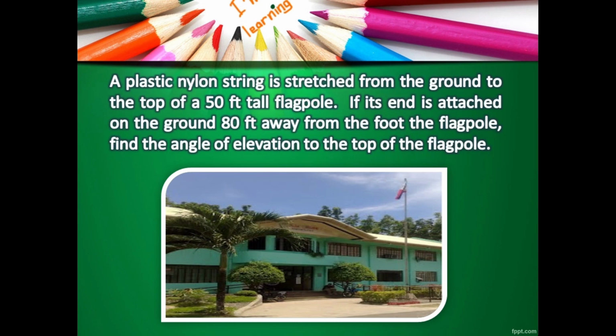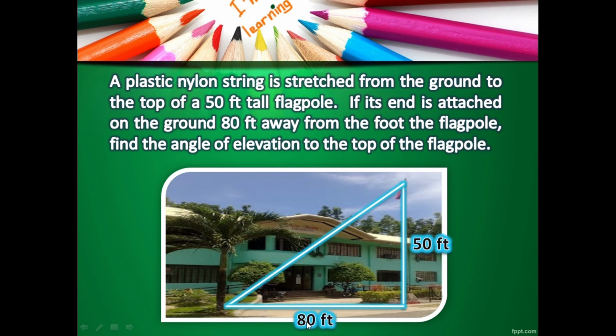Supposing that a plastic nylon string is stretched from the ground to the top of a 50 feet tall flagpole. So this is the nylon string stretched from the ground to the top of the 50 feet tall flagpole. If its end is attached on the ground 80 feet away from the foot of the flagpole, so that is 80 feet. And take note that the height of the flagpole is 50. Find the angle of elevation to the top of the flagpole.